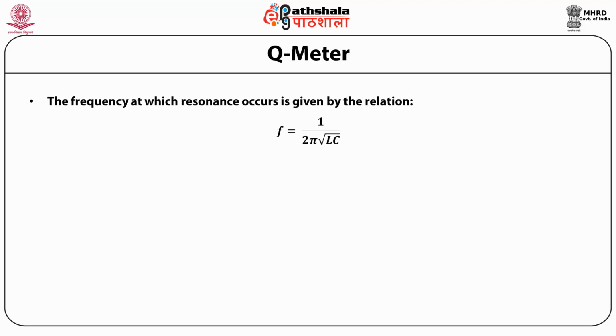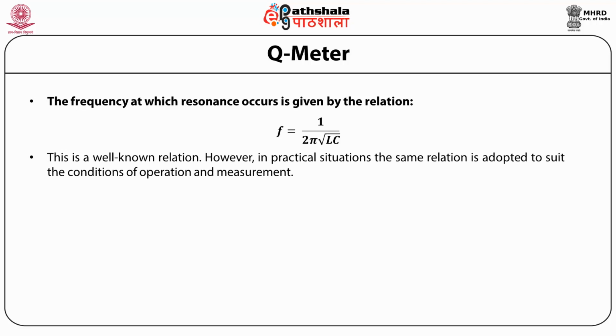Students, the frequency at which resonance occurs is given by the relation F is equal to 1 by 2 pi square root of LC. This is a well-known relation. However, in practical situations, the same relation is adopted to suit the conditions of operation and measurement.